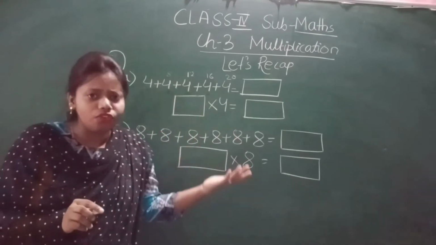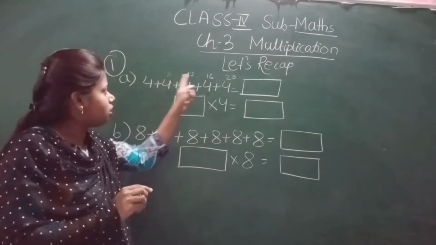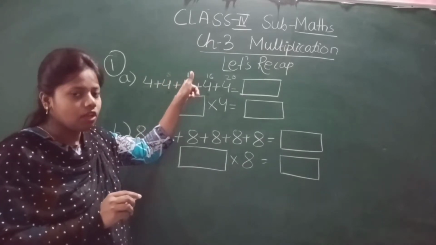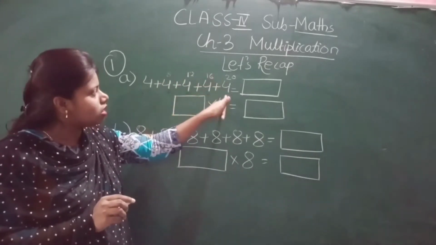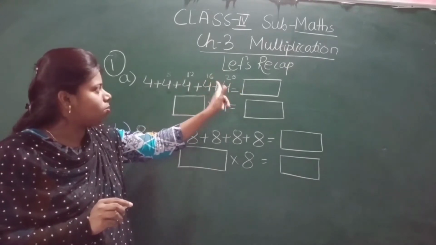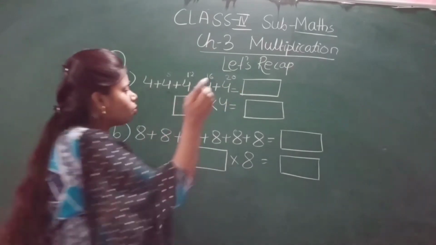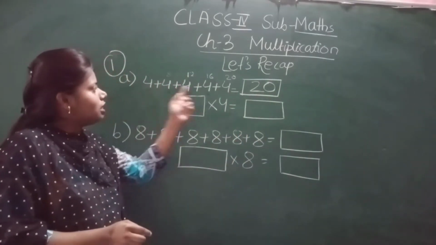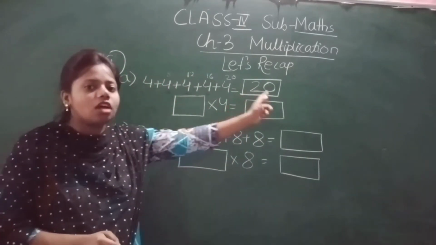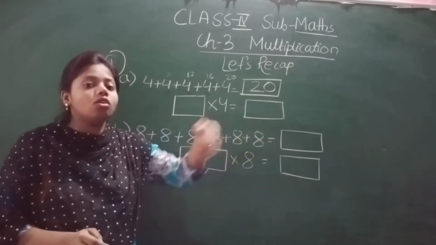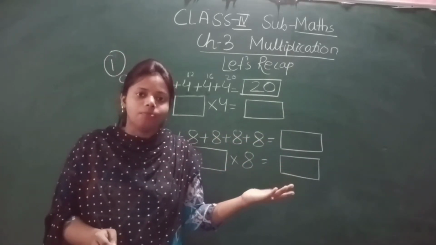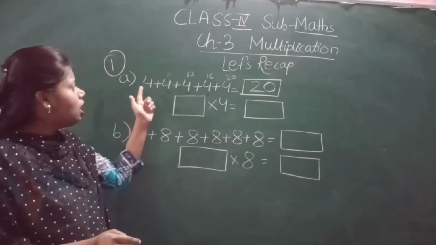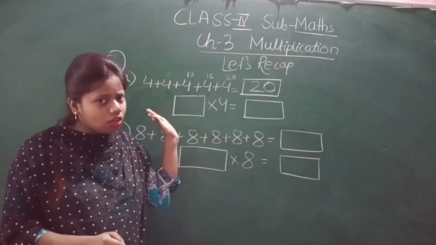So that you don't forget or get confused, that is why I have written on top: 4 plus 4 is 8, 8 plus 4 is 12, 12 plus 4 is 16, 16 plus 4 is 20. So what is the answer? 20. After adding this, we got 20. Now there is a shortcut method also. Without adding we can get 20. Now how? See here. This is 4.